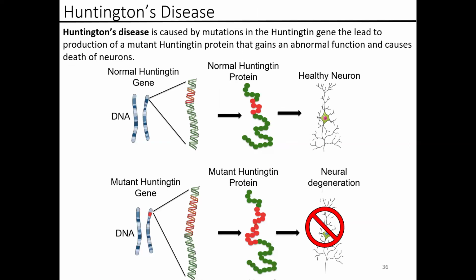Huntington's is caused by a mutation in the Huntington's gene. This leads to the production of a mutated protein that gains an abnormal function and causes that neuron death. Remember, this is the gene that's going to produce this protein, and we want this protein to look this specific way. This protein is going to give us our healthy neuron. Now, whenever we have that mutated, you can see we have an elongated portion over here versus this short portion that we have here, almost double the amount, meaning that it's going to give us that neural degradation.